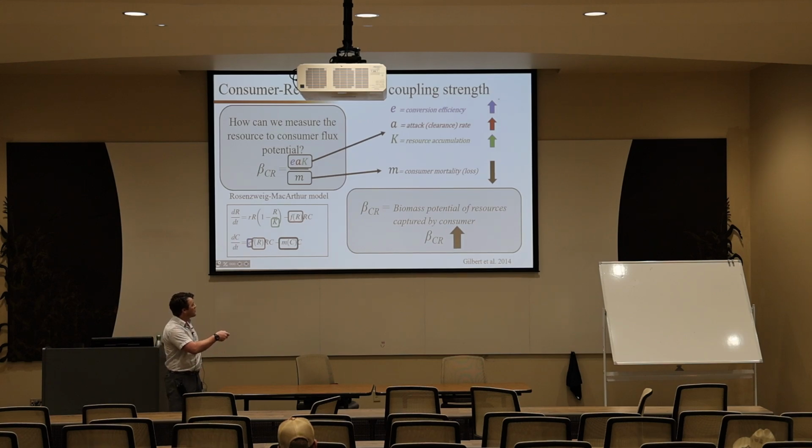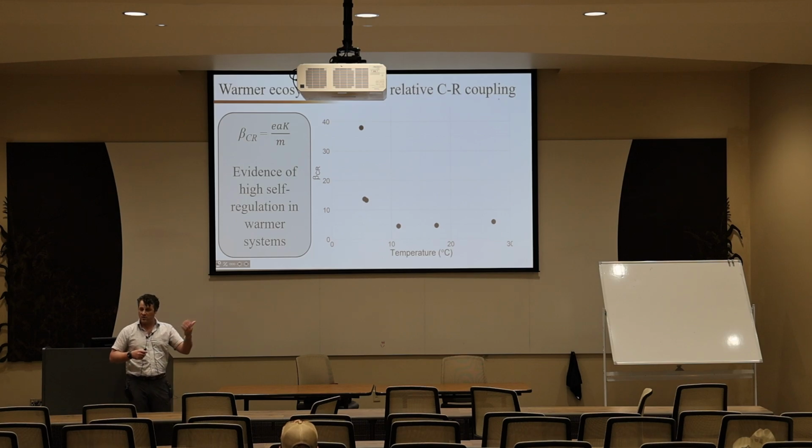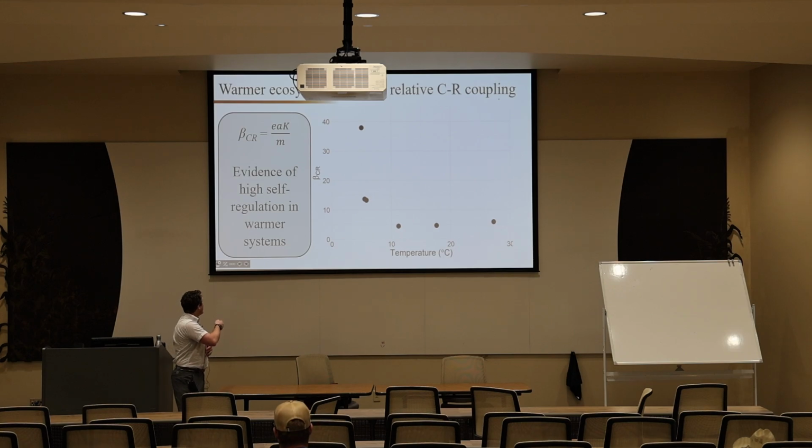We don't know much about this consumer mortality term. But when we play this out, we see the opposite pattern, where we see a strong relationship between this BCR parameter and temperature. And the only way this happens is if mortality is increasing faster than the accumulation, so faster than the carrying capacity of resources. And so there's really strong evidence of self-selection and self-regulation in these systems, and that is increasing in our warmer systems. So warmer systems have a stronger feedback of the consumers through time.